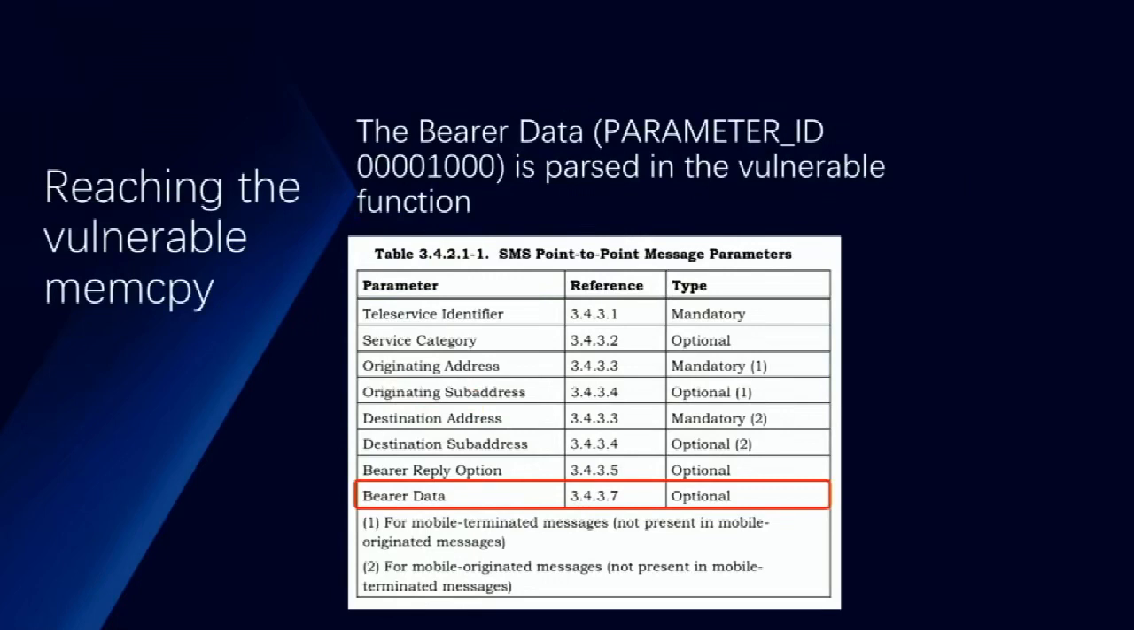Next, you can see here, this is the bearer data field. Although this field is optional, it is critical to our exploit, because this field actually holds the upper layer payload of this message. It contains the data of the upper layer protocol, and this is where the vulnerable memory copy happens. So again, we have to set the data inside this bearer data correctly.